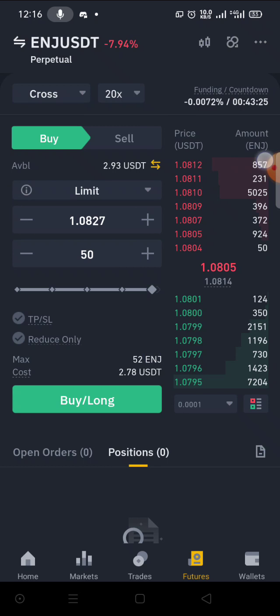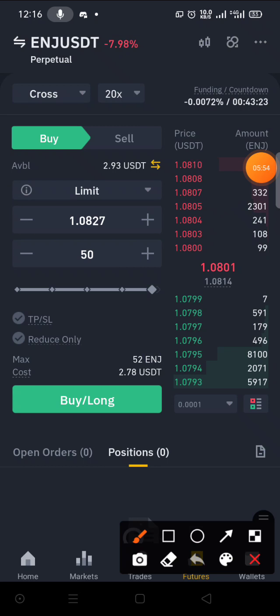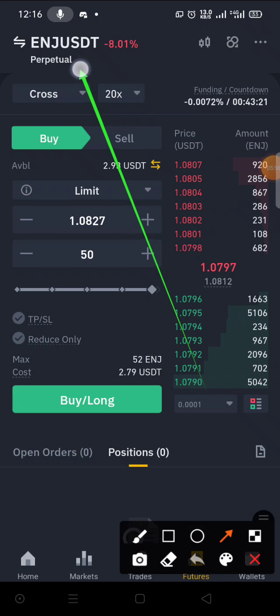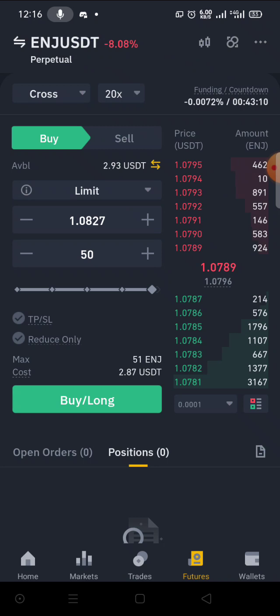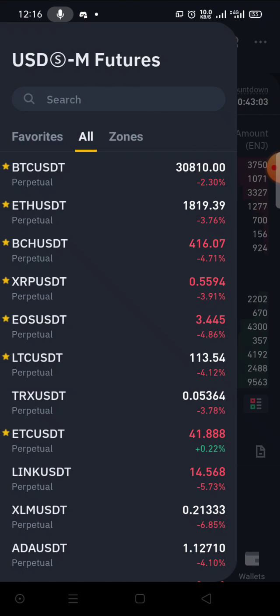Now I'll quickly talk about this other section, where my arrow is pointing. This place is the pair. We have ENJ against USDT. I'm buying or selling my USDT to purchase what? ENJ, or I'm selling my ENJ to get back what? My USDT. So once you touch this place, it gives you all the pairs you can trade with.